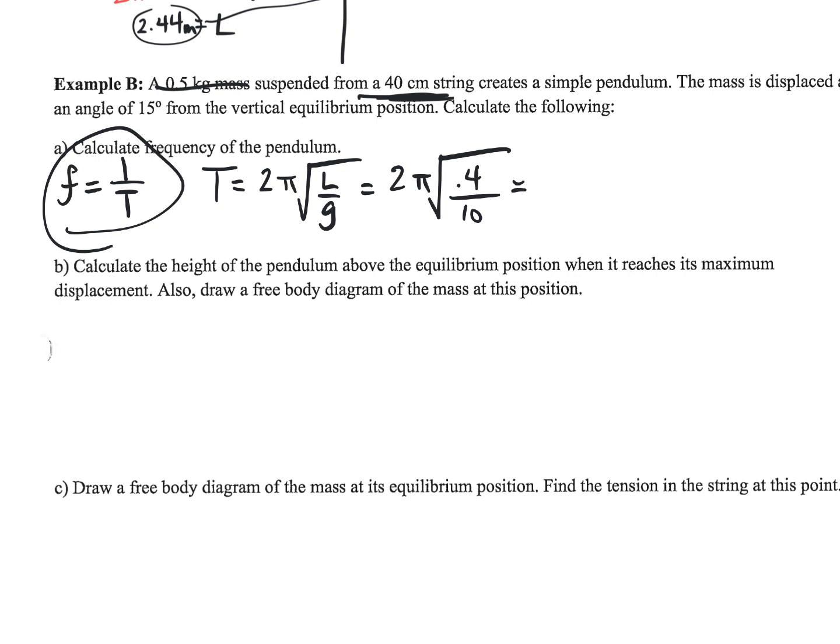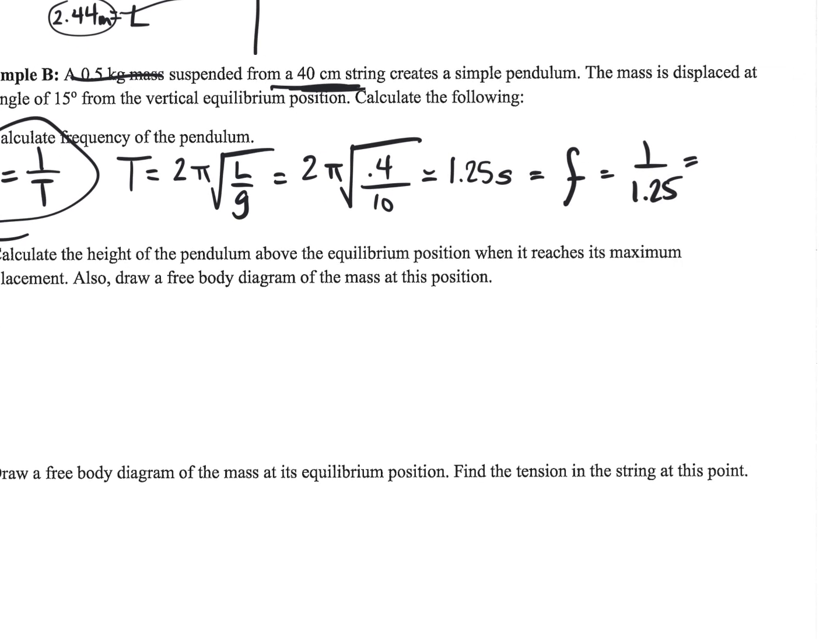You get about 1.3? 1.25, okay. So this is 1.25 seconds. But I don't want the period, I want the frequency. So the frequency is then going to be 1 over 1.25, which is what? Yep, 0.8, and that is per second, isn't it? So seconds to the -1.